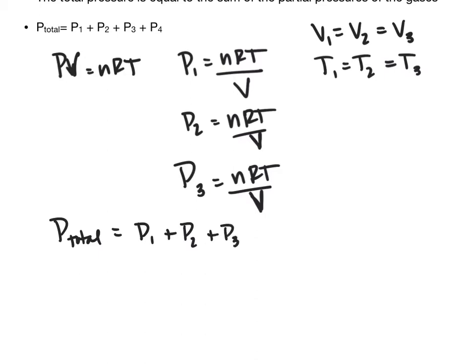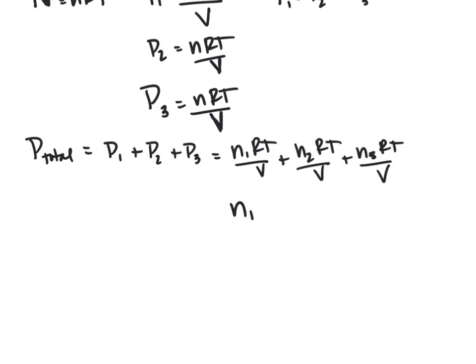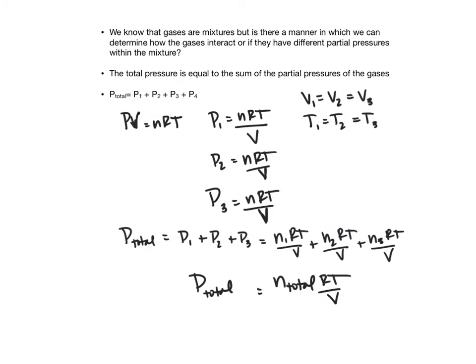And that information is also going to give us that n1 RT over V plus n2 RT over V plus n3 RT over V, which can be rewritten as n total, or the total number of moles, times RT over V gives us P total. So we can start to be able to think about how these interact with one another. So the total pressure is the sum of all of the pressures, which corresponds also to the total number of moles, because the temperature and the volume are constant for both of these.